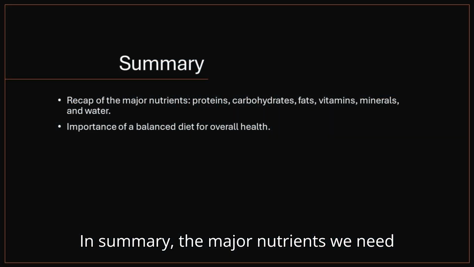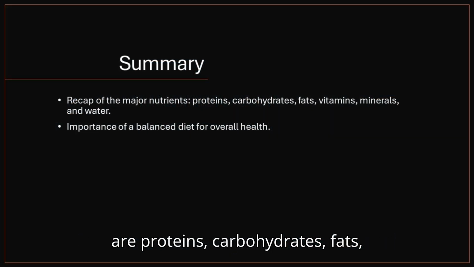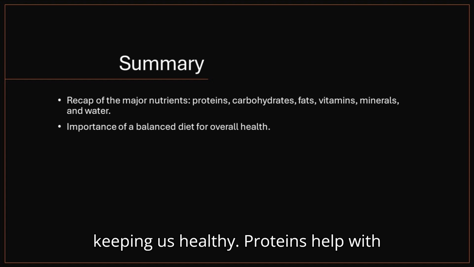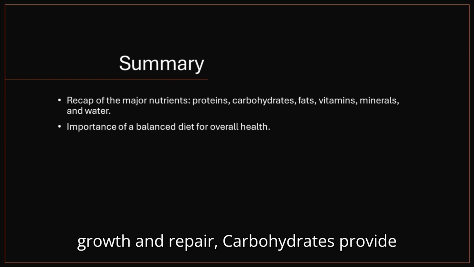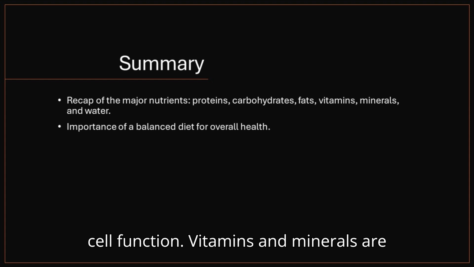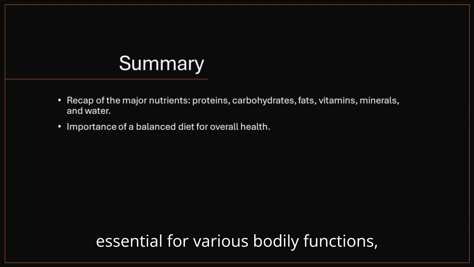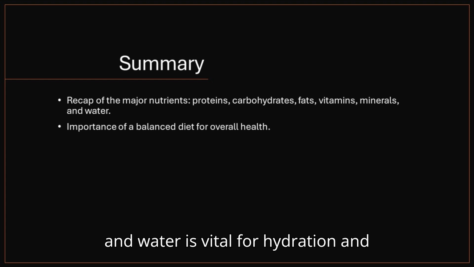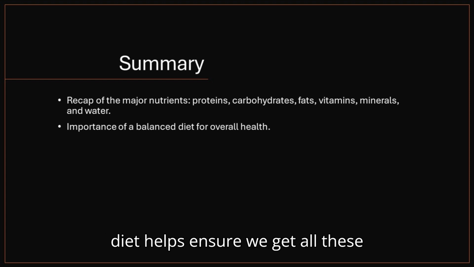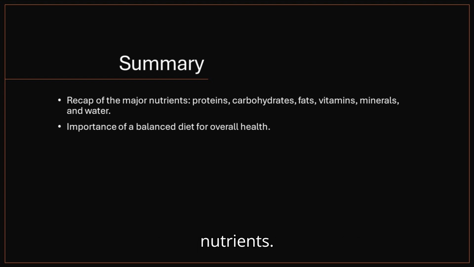In summary, the major nutrients we need are proteins, carbohydrates, fats, vitamins, minerals, and water. Each of these plays a crucial role in keeping us healthy. Proteins help with growth and repair, carbohydrates provide energy, fats store energy and support cell function, vitamins and minerals are essential for various bodily functions, and water is vital for hydration and bodily processes. Eating a balanced diet helps ensure we get all these nutrients.